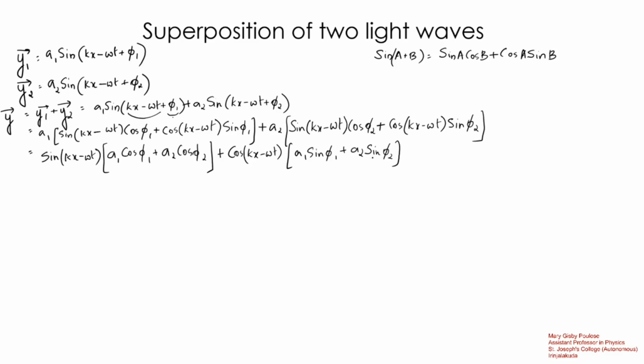If we consider the superposition of three light waves, we get an additional term here and here. And if we consider the superposition of n light waves, we will have additional terms here and here. So I'm going to generalize that term.